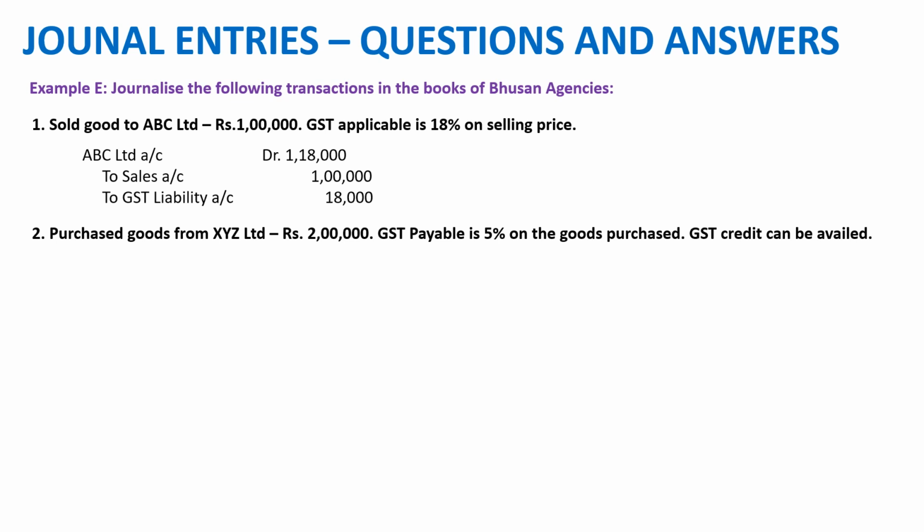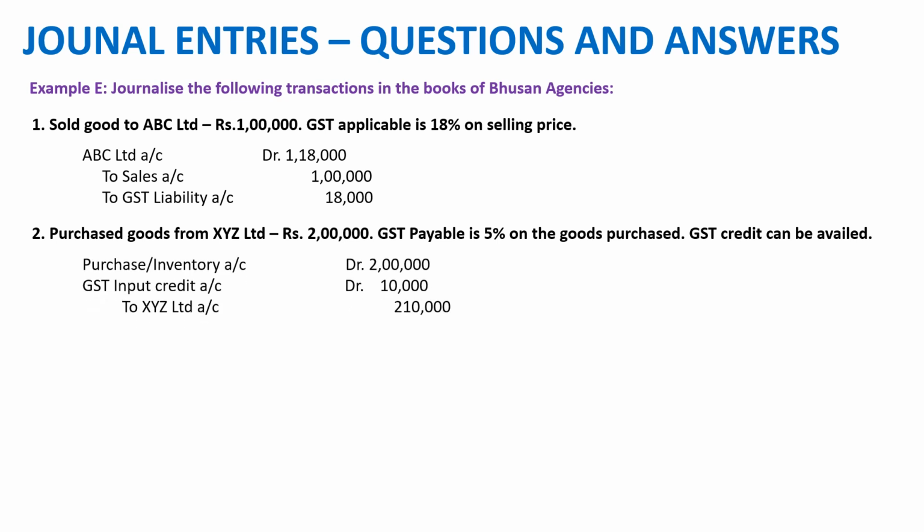Now, what entry you're going to post here? Purchase inventory asset is increasing, so debit 2 lakh rupees. GST input credit is an asset, right? That means this is the advance you are paying to the government.